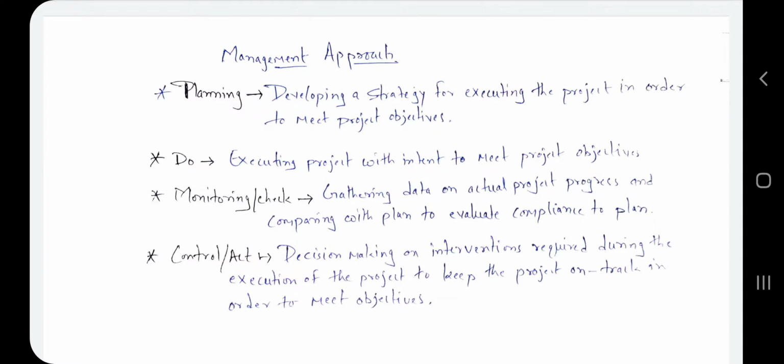The third one is monitoring and check: gathering data on actual project progress and comparing it with the plan to evaluate compliance to plan. And the fourth one is control and act: decision making on interventions required during the execution of the project to keep the project on track in order to meet objectives. So these are the management approaches which we have to use for completing our project successfully.